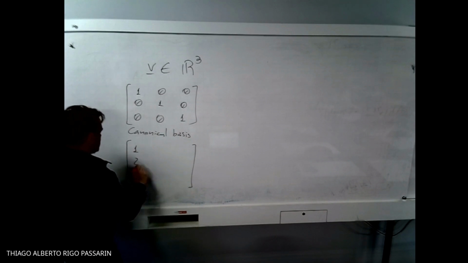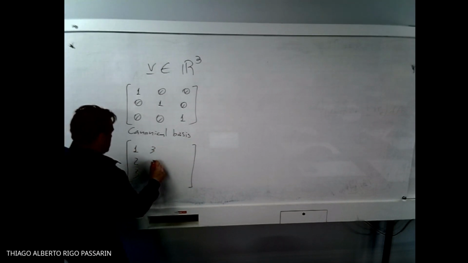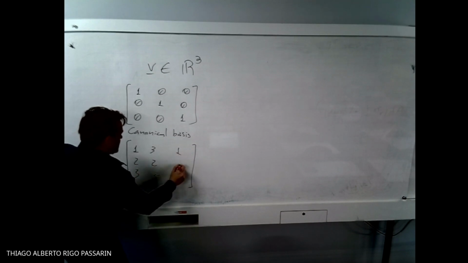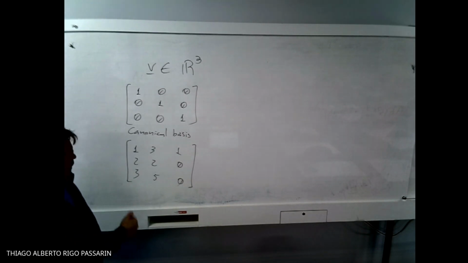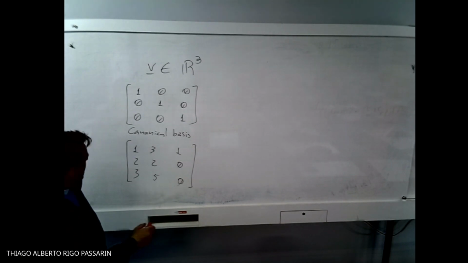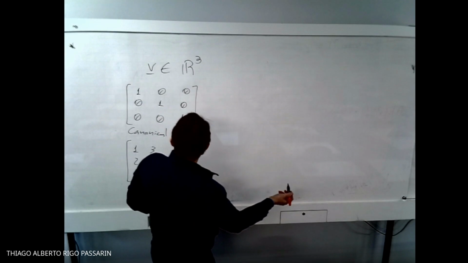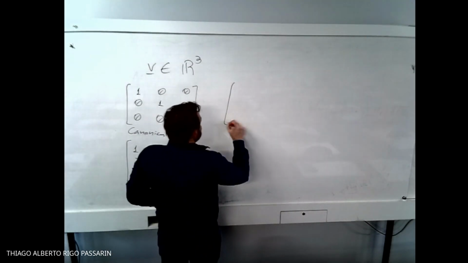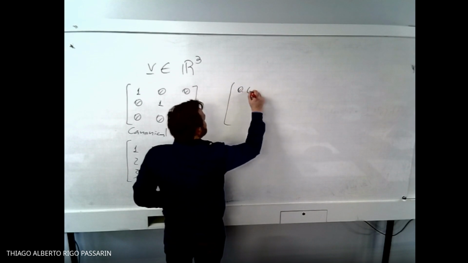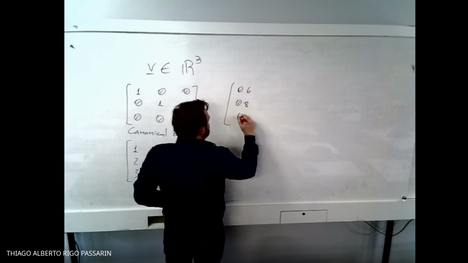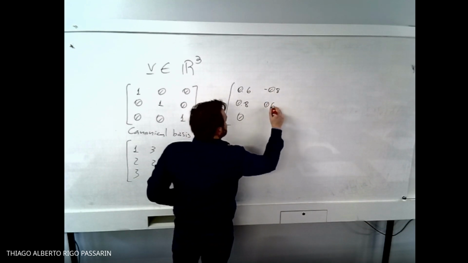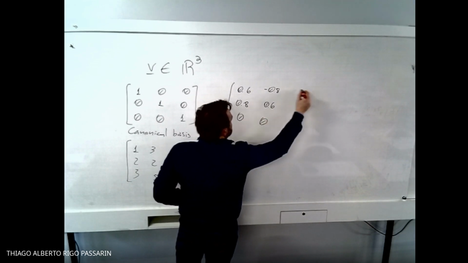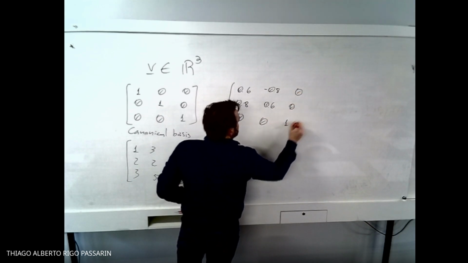For sure, this: 1, 2, 3, 3, 2, 5, 1, 0, 0. This might be a basis, right? Not orthogonal, not normalized, therefore not orthonormal. I can create another orthonormal basis, which is not the canonical basis. For instance, 0.6, 0.8, 0, then minus 0.8, 0.6, 0, then 0, 0, 1.